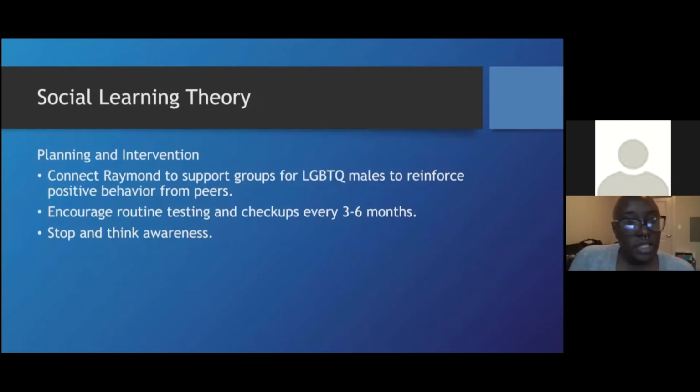Planning and intervention. We decided to connect Raymond to support groups for LGBTQ males to reinforce positive behavior from peers, encourage routine testing and checkups every 3 to 6 months, and stop and think awareness interventions.